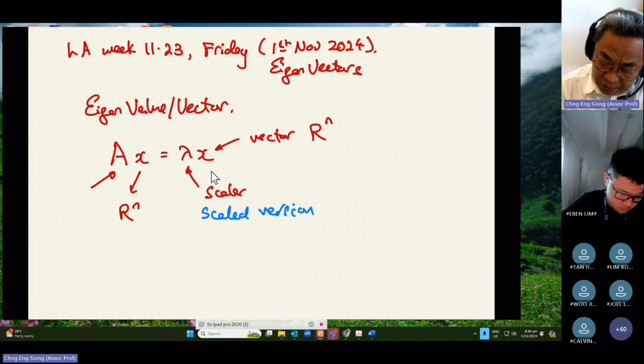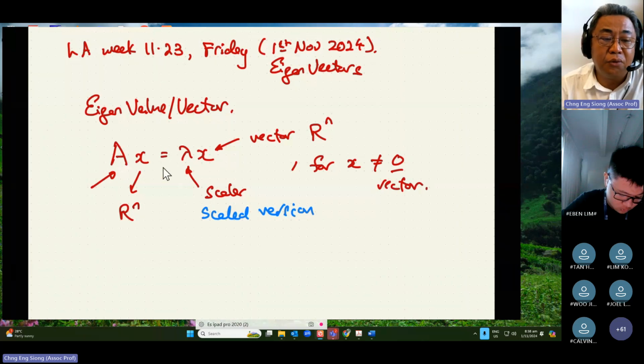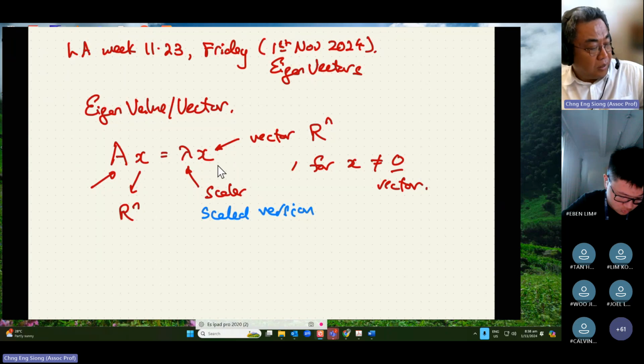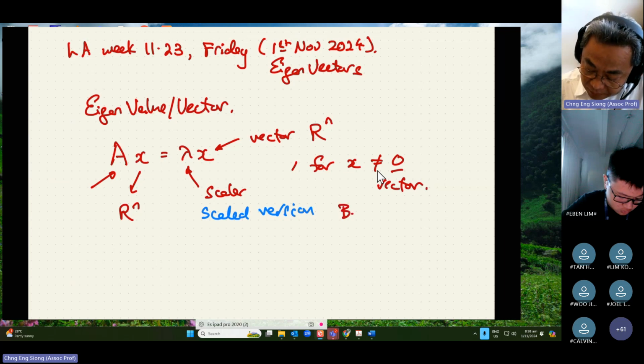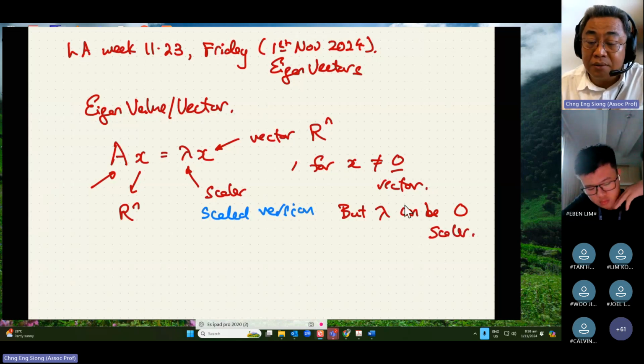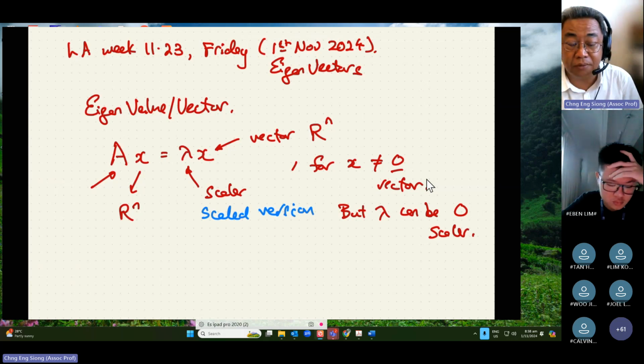And the answer is that we're interested in x not equal to the zero vector, okay? Because if it's a zero vector, A times the zero vector will qualify, right? It will be some number times the zero vector. So we're not interested in the zero vector. But lambda can be the zero scalar. Okay? Some students become confused and think that lambda also must be non-zero. No, it's not.